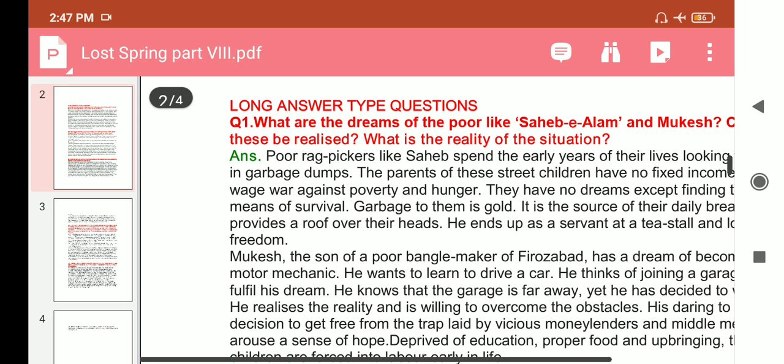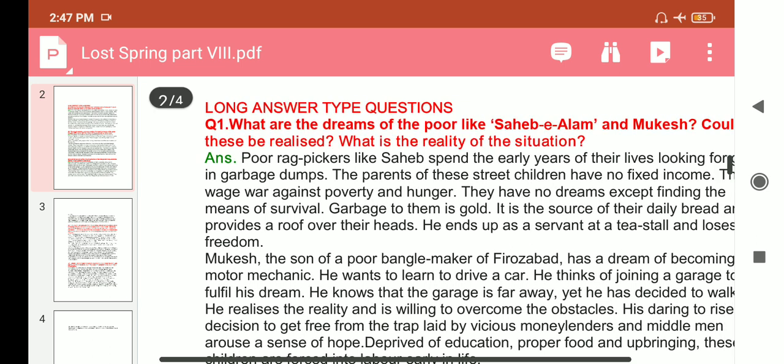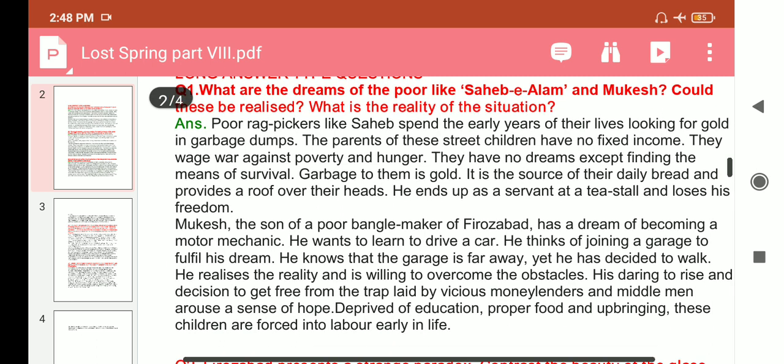Now long answer type questions. What are the dreams of the poor like Saheb and Mukesh? Could these be realized? What is the reality of the situation? These are long answer type questions.